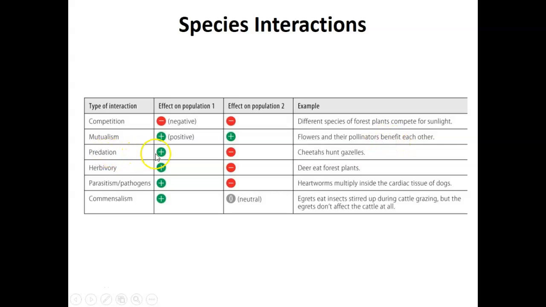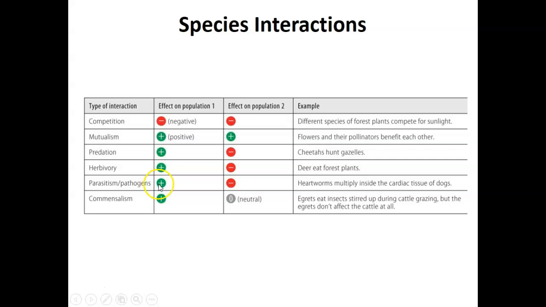A predation relationship is going to benefit one species, the predators, and be harmful to the other species, which is the primary producers or the lower level of consumers. Herbivory is another interaction between species. One species is benefited, the other one is harmed. For example, the deer will eat forest plants. The plants are the producer, which is being eaten, so it's being harmed. However, the deer benefits because it gets food.